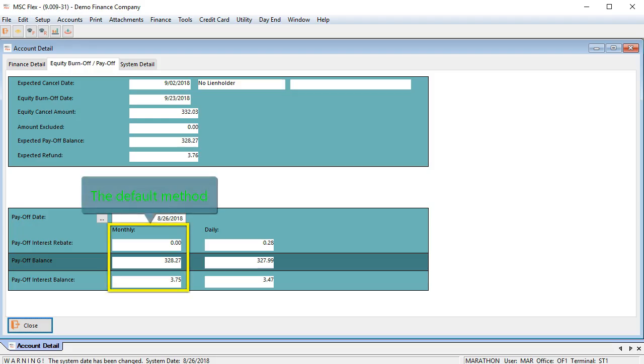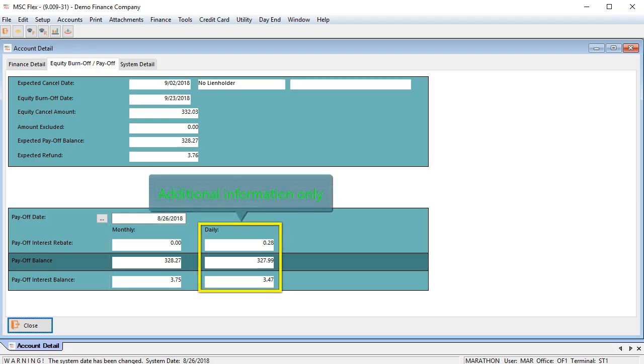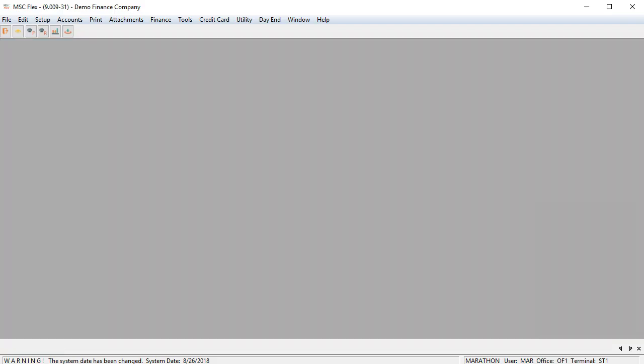The monthly payoff method is the default method. The daily method is displayed as additional information only. This concludes this tutorial.